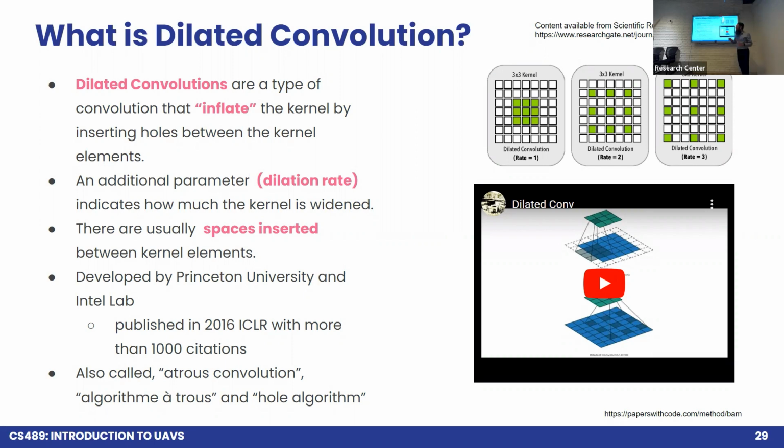So what's the purpose of this? This is what we call the dilation rate. The dilation rate is the spacing inserted between the kernel elements. It was developed at Princeton University in 2006. It's sometimes called atrous convolution or the hole algorithm.